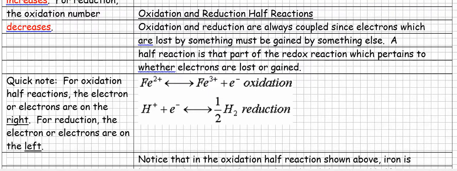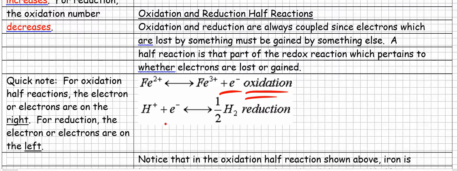Here's a quick note. For oxidation half reactions, the electron or electrons are on the right-hand side. So remember, oxidation is on the right-hand side. The electrons are seen on the right-hand side. Reduction, they're on the left-hand side. So let's take a look at this half reaction right here. We have iron +2 becoming iron +3 plus an electron. Well, the electron is being lost, right? Oxidation is losing. You're going to see that electron on the right-hand side if it's an oxidation. So oxidations, you'll see the electrons if it's a half reaction on the right-hand side.